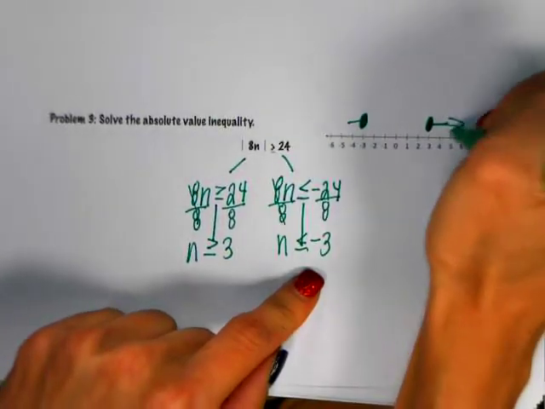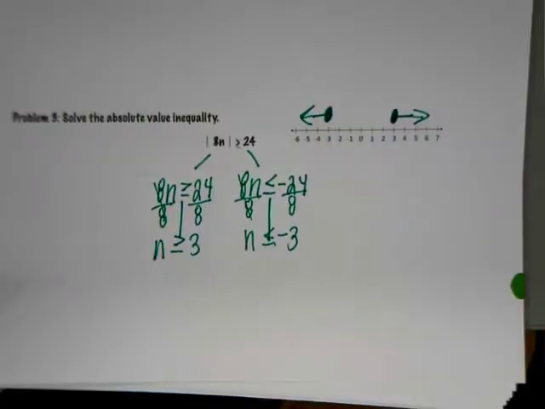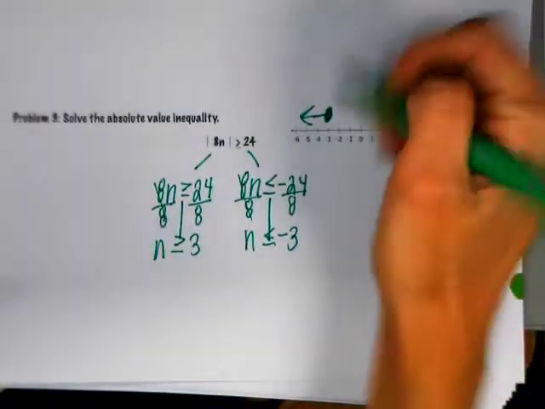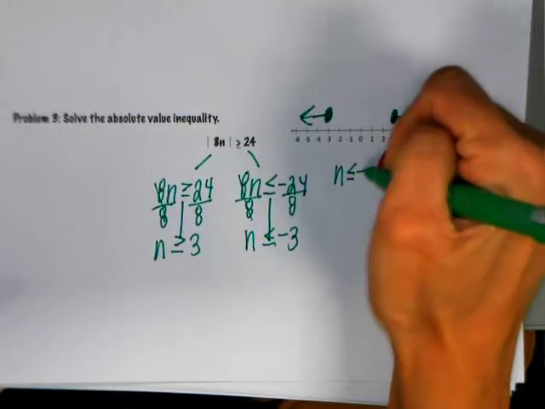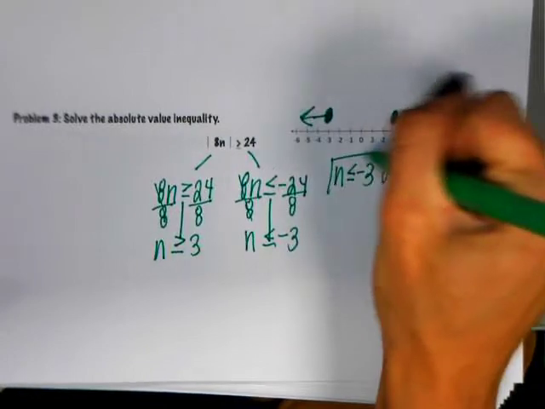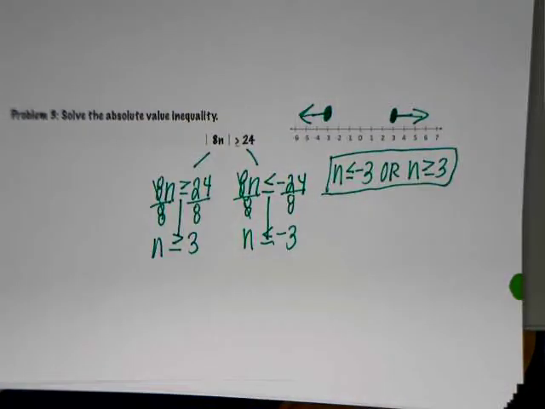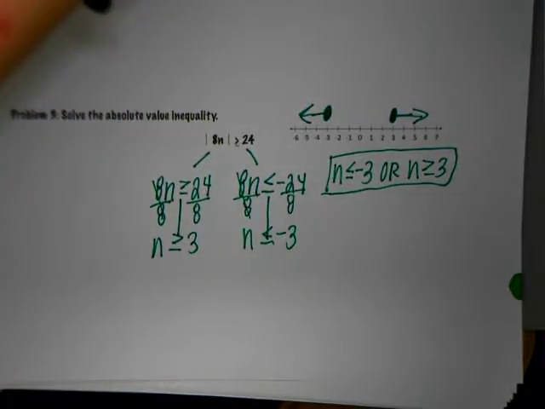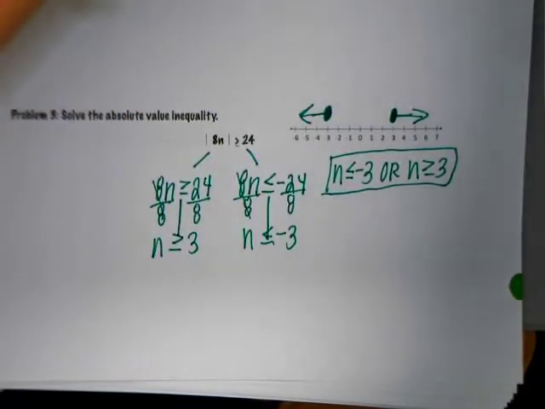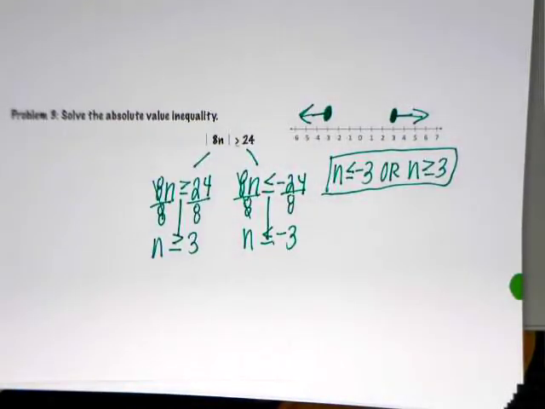Yep, so is that going to be an and or an or? Or, yep, because they're going away from each other. So you're going to just write, do the smaller one first. So n is less than or equal to negative 3, or n is greater than or equal to 3. Any questions on that? No? Okay.